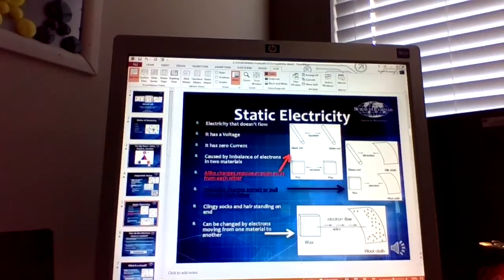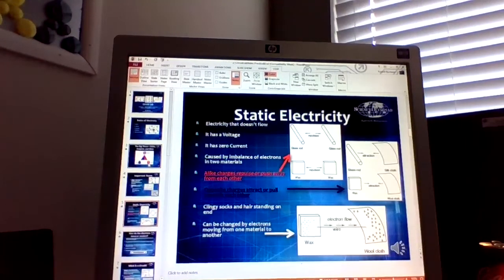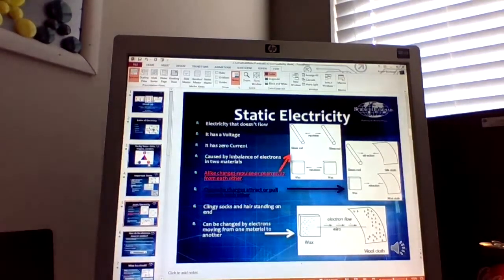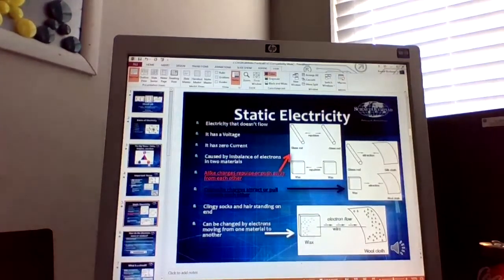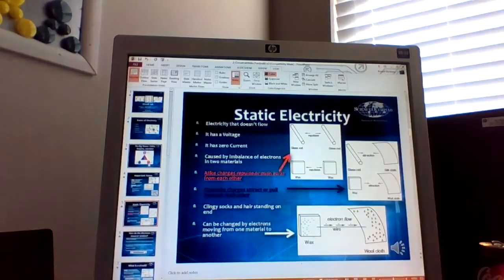So if you were to put a wire between the wax and the wool cloth, the electrons would flow from the wax to the wool cloth, and the holes would flow from the wool cloth to the wax until they equalized. Okay. You'll also notice that things that have the same charge repel each other, and things that are opposite attract. So positives are drawn to negatives, but positives push away positives and negatives push away negatives. Okay.